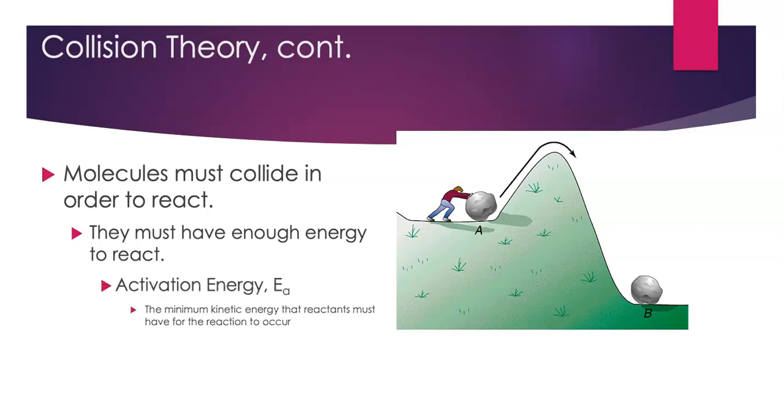This amount of energy that you need is referred to as the activation energy. Sometimes we'll write just E sub A. And it's the minimum kinetic energy that the particles have to have when they collide in order for the reaction to occur. So we have to have the right orientation and enough energy or nothing happens. The particles just separate and they go on their merry way as if they had never done anything.